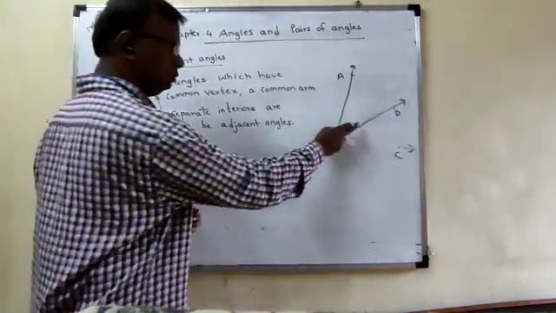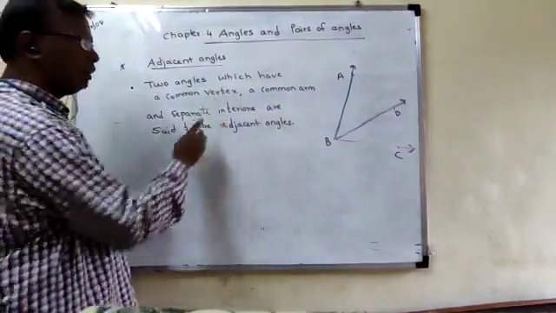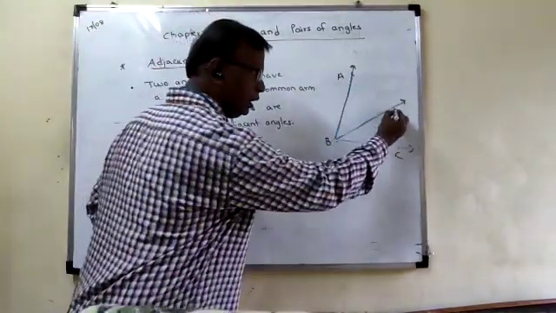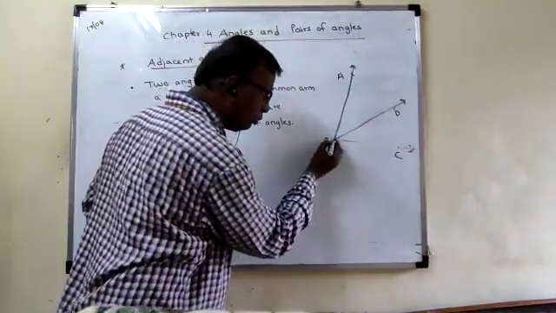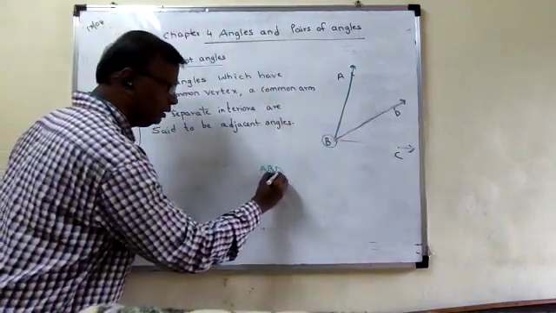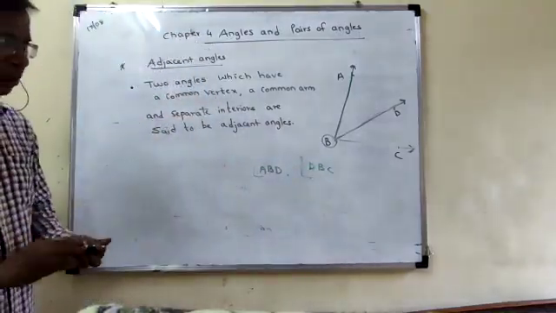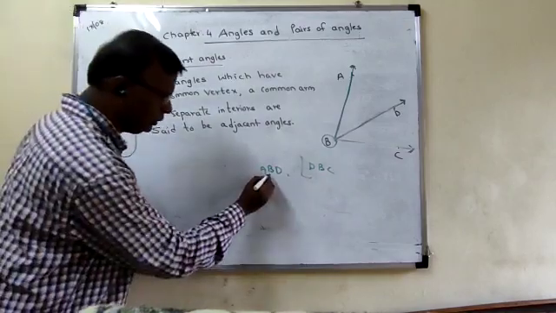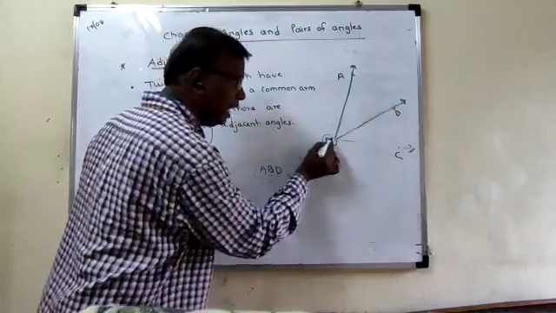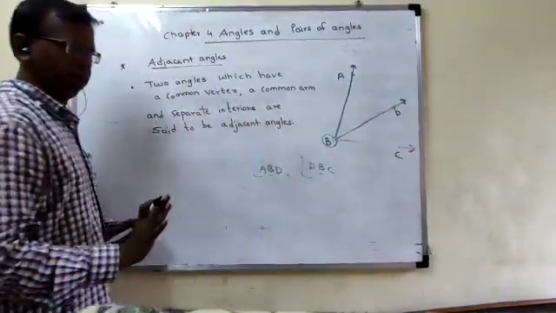Now in these two angles, I'll say they are adjacent angles. Why? Reason: they have a common vertex. Now see this angle, angle ABD and DBC. They have a common vertex. The middle angle, you have to see the middle angle; that is called the vertex. Here also it is B, here also it is B. So ABD and DBC have a common vertex. So adjacent angles should have a common vertex.